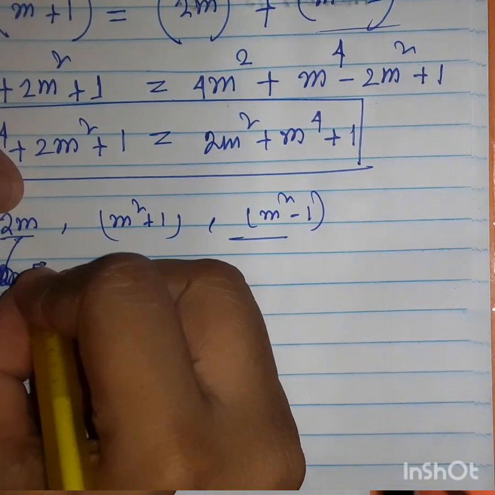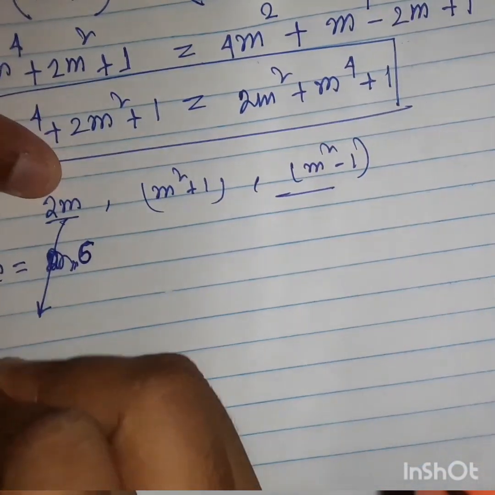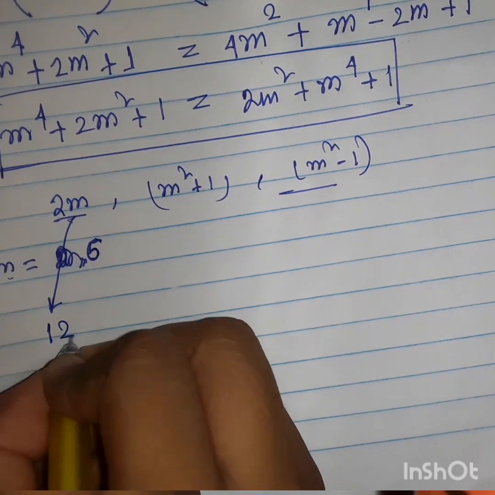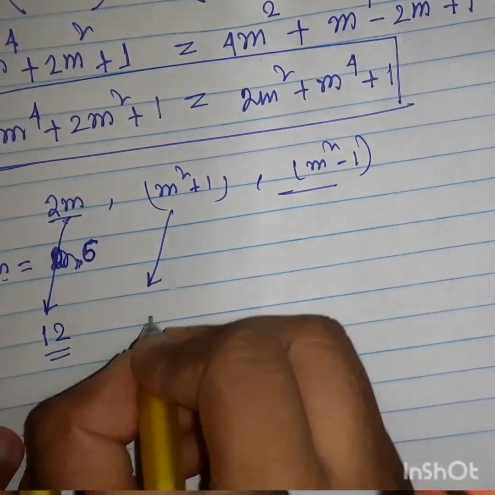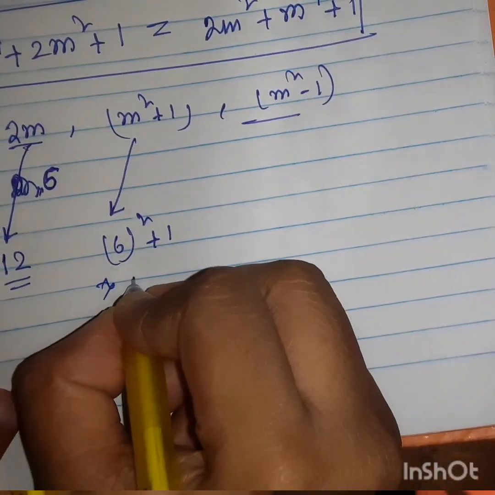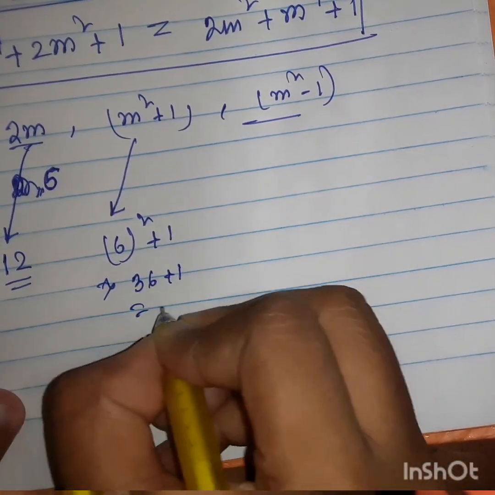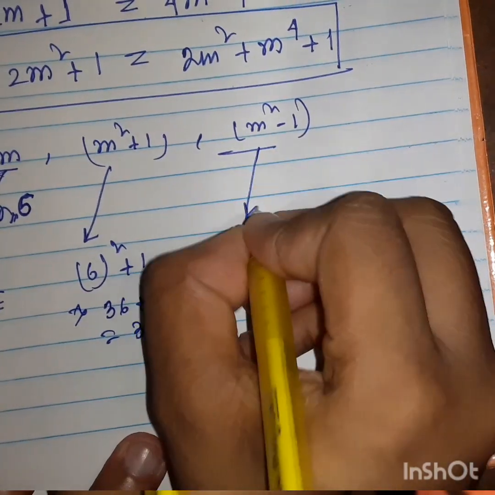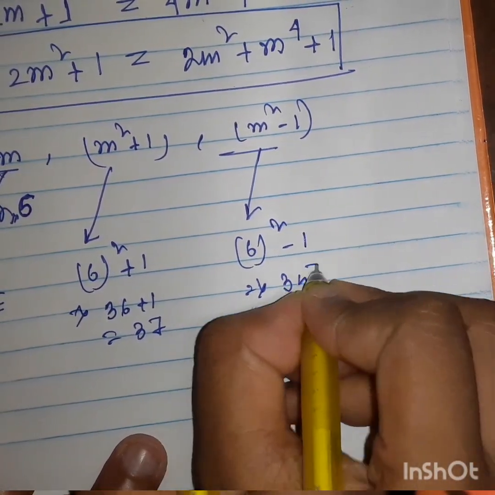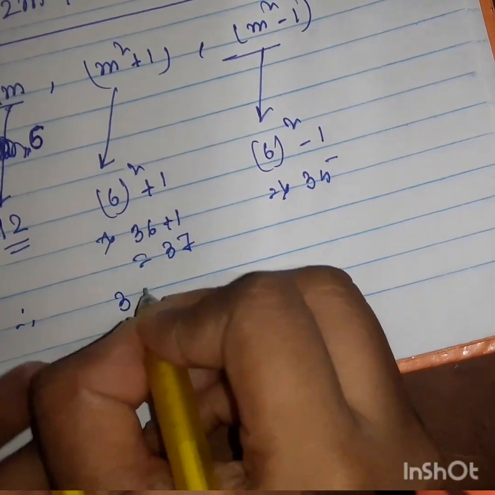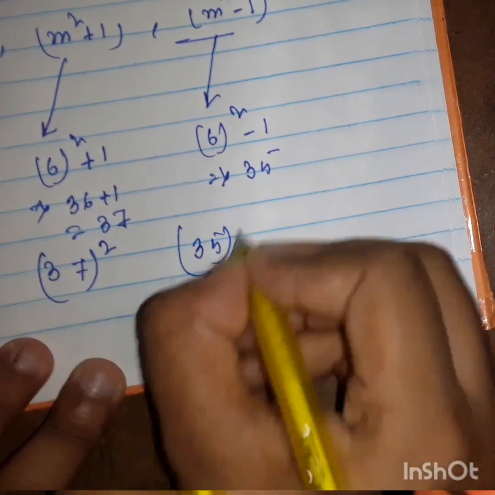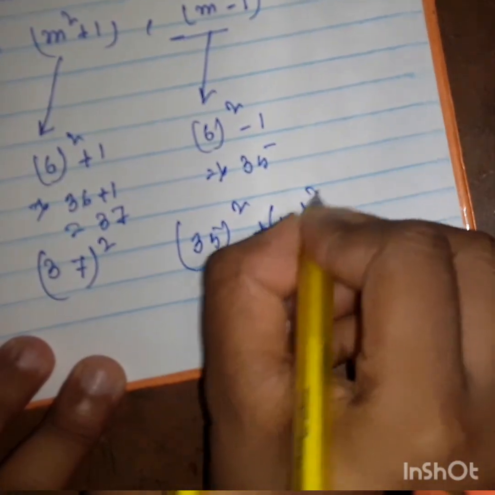Okay, let us take 6. m is equal to 6. Then 2m, or the height, will be 12, and this will be 6 square plus 1, that is equal to 36 plus 1, or equal to 37, and here 36 minus 1, that means 35. So what will be the 37 square? 35 square plus 12 square.